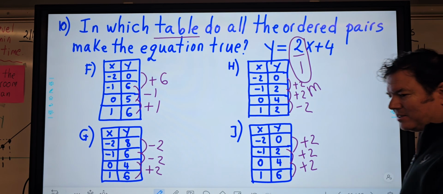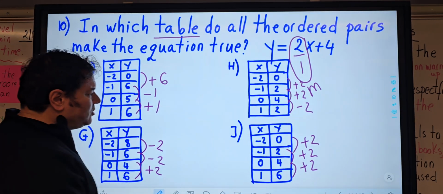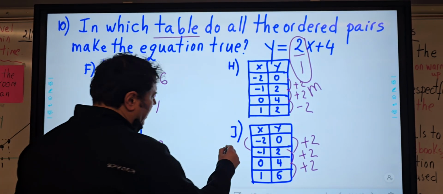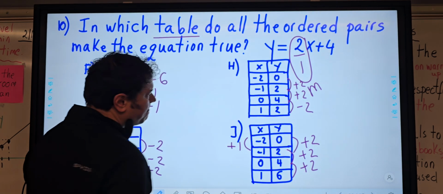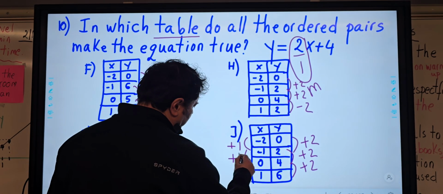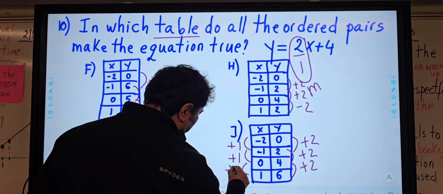Again, more consistency. We see a pattern there. We're adding 2 each time for the Y. Let's look at the X. From negative 2 to negative 1, we are adding 1. So far, so good. From negative 1 to 0, we are adding 1. And from 0 to 1, we are adding 1.